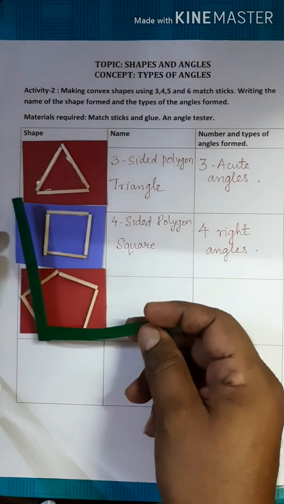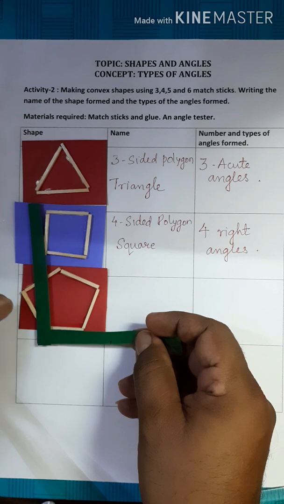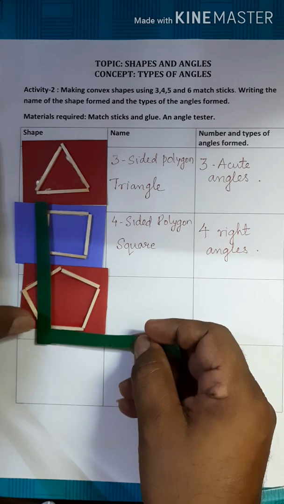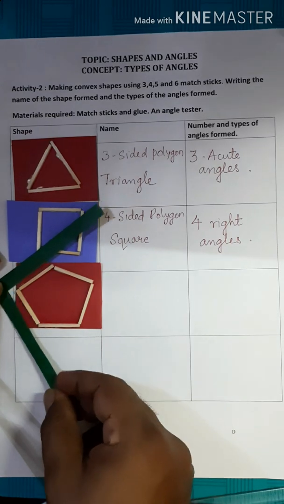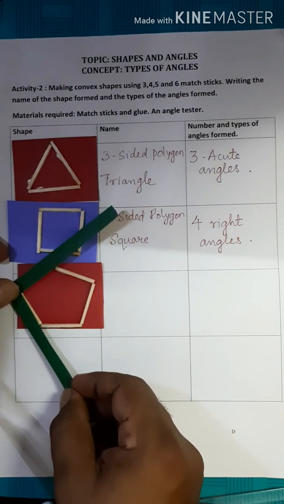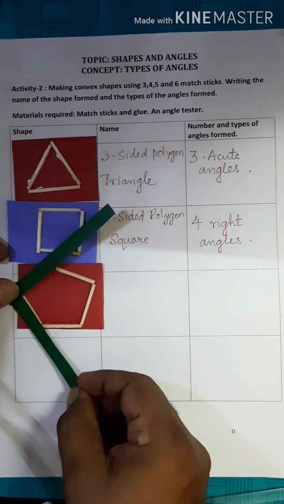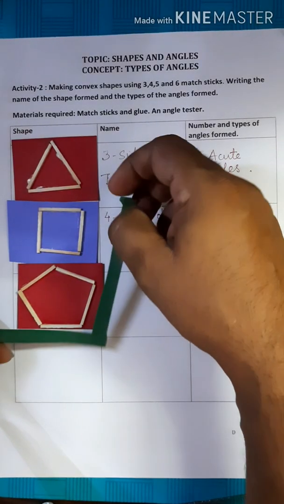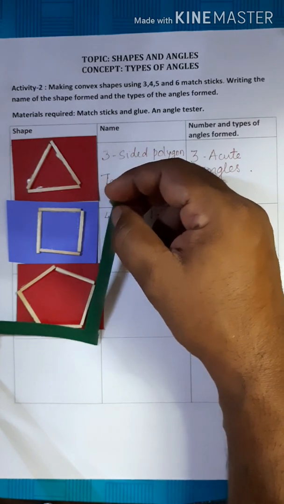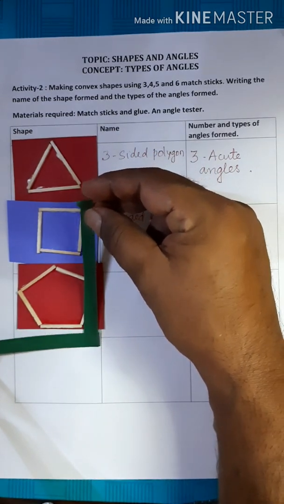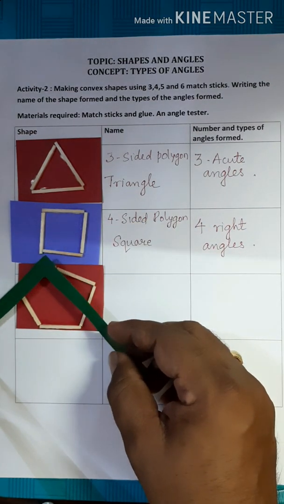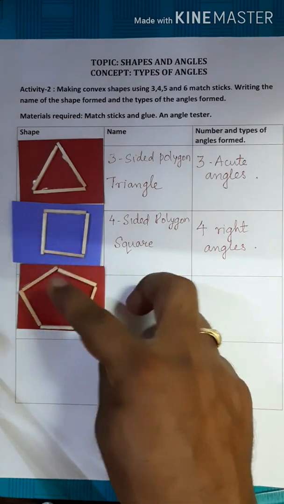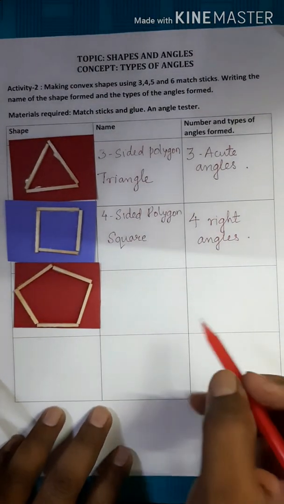Now I keep the angle tester here. See, you can very clearly see this line is crossing, and here the 90 degree line goes here. So this angle is more than 90 degrees. Similarly, if I keep it here, it again is crossing, which shows that it is more than 90 degrees. Again, if you keep it here, it is more than 90 degrees. Again, if you keep it here, it is more than 90 degrees. So all the angles formed here are more than 90 degrees.